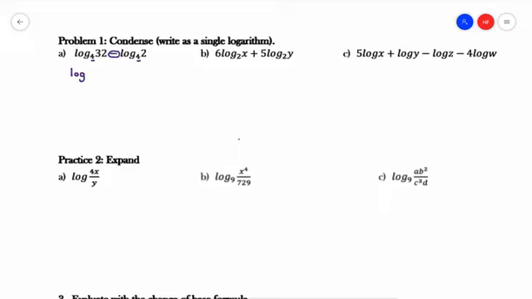So we have log of base 4, 32, divided by 2. We could leave it like that. But 32 divided by 2 is 16, so we could go one step further. Now on B, we're going to take those coefficients and make them into exponents.